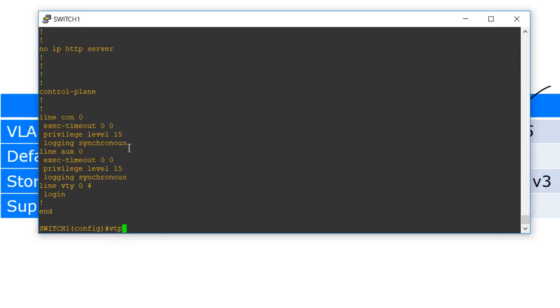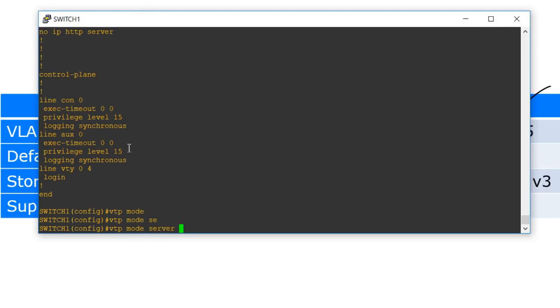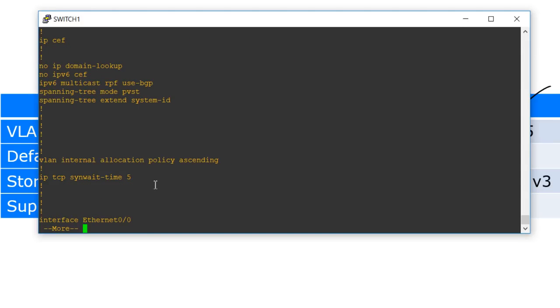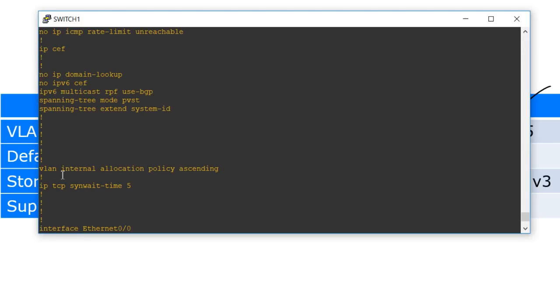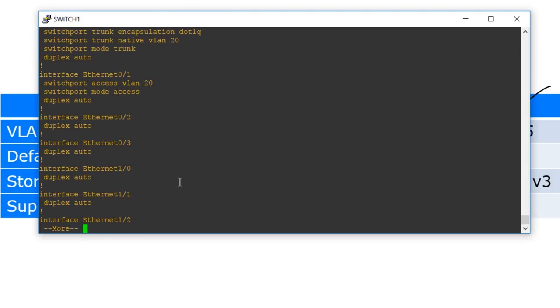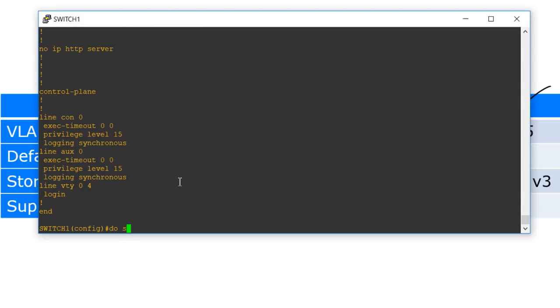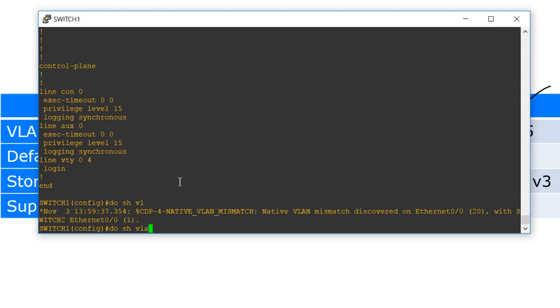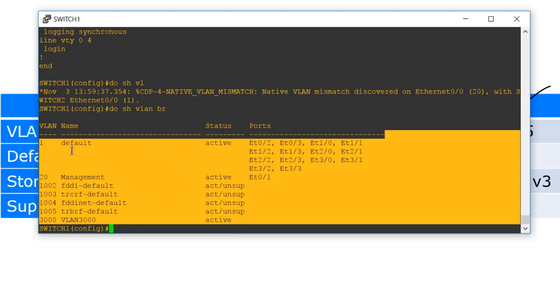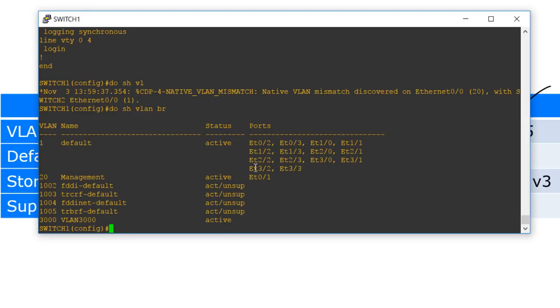Now let's say VTP mode server, right? VTP has gone to server mode. Now say do show run, and you will see that the VLAN information has disappeared completely. There is no VLAN information in the running configuration at all, because all the VLAN information is part of the VLAN.dat, or the VLAN database. So the VLAN database has all the VLAN information now, because we are running VTP version 3.